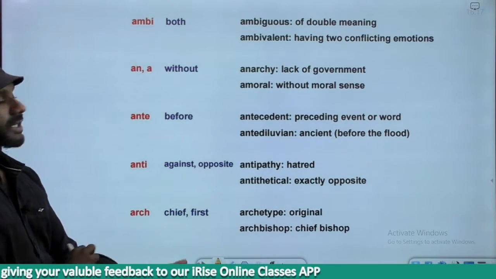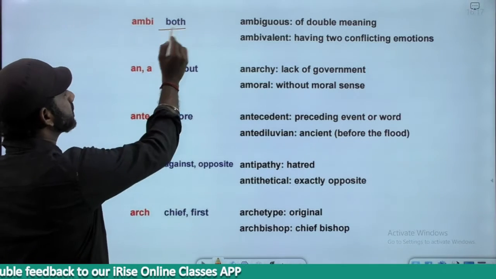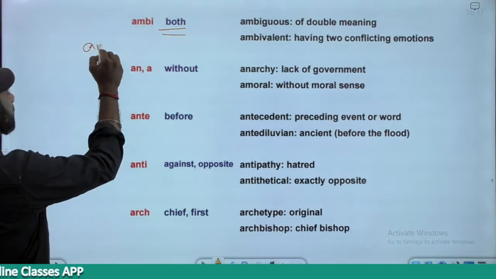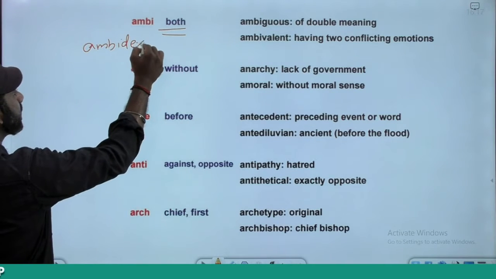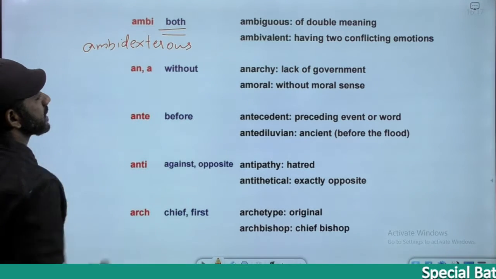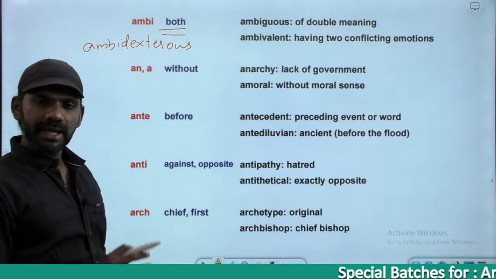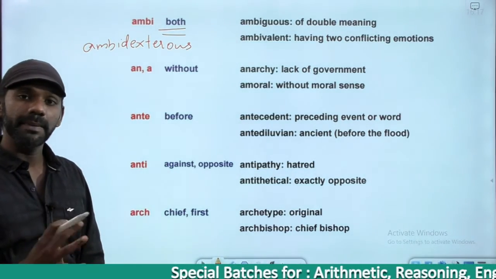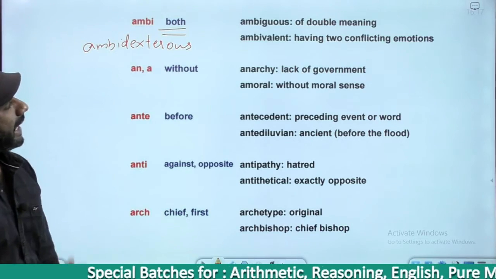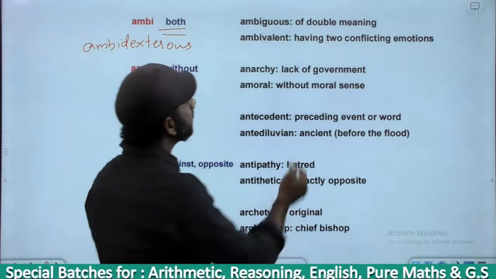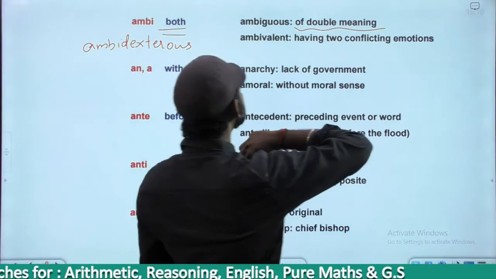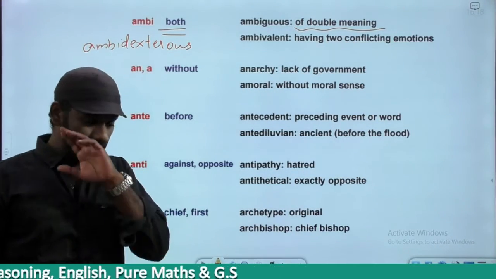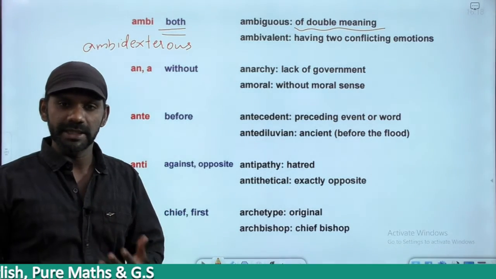Ambi is a prefix or a root meaning both. For example, say ambidextrous. Who can be called an ambidextrous person? Bi means both. Bi means two, like bilingual. Bi means two, ambi means both. Ambiguous means of double meaning. Of double meaning is termed as ambiguous. Ambiguous means like confusing, possessing, conveying more than one meaning.